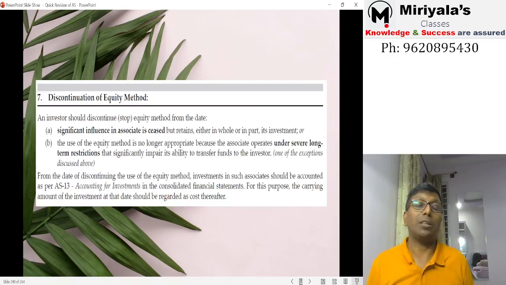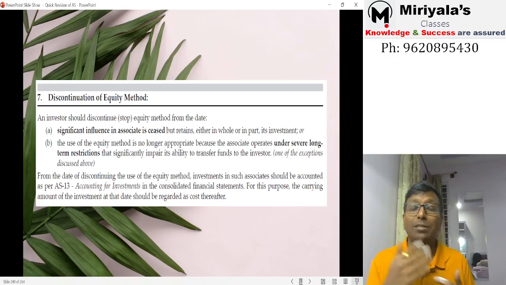Discontinuation of equity method. When do you discontinue? When you stop following accounting standard 23. When you have lost the significant influence. How do you lose it? Maybe I must have sold it. Like I had 25 percentage, I sold 10 percentage, it became 15 percentage. Now I don't have the power to participate. Then you should not follow accounting standard 23. Then what should I follow? Accounting standard 13 you should follow.